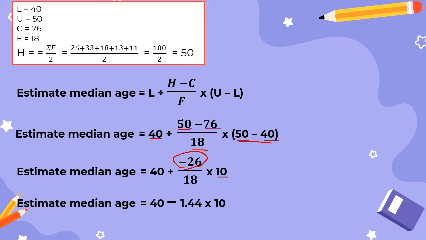So next, since we have a fraction, which is negative 26 over 18, just make it a decimal. So we have 40 minus 1.44 multiplied by 10. Why is it minus? Since we have addition and a negative, so we have the operation of subtraction. Okay. So 40 minus 1.44 times 10, we have 25.6, or the estimated median age is equal to 25.6 years.